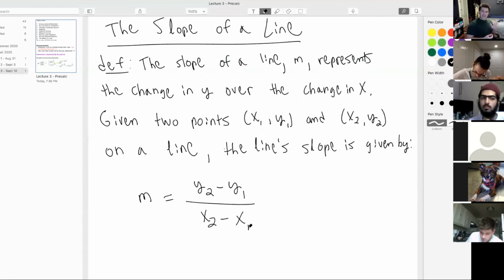Just like with our previous things with x2s and x1s, the choice does not matter, but you need to stay consistent. What I mean by that is if I chose this to be x2, I have to choose the thing next to it to be y2. So you need to be consistent with your choice.